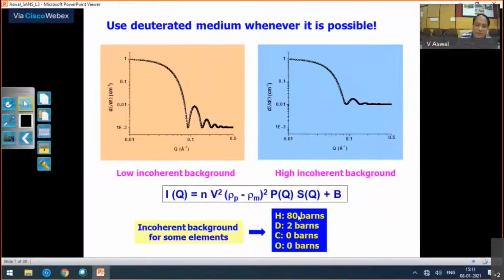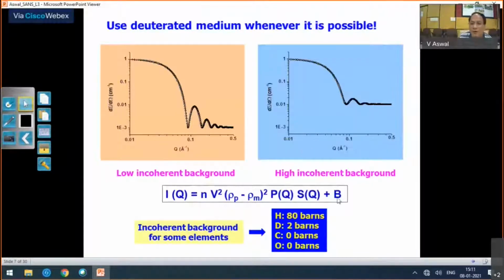So you will have the scattering, which is coherent scattering, plus incoherent background. So if you are going for a higher concentration of a solute, let's say, prepared in D2O, where the solute is heterogeneous, then your incoherent background will increase.